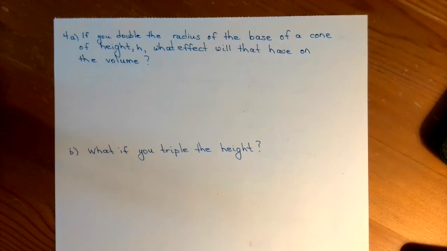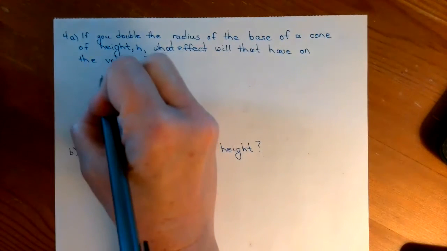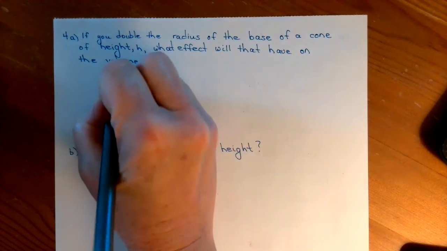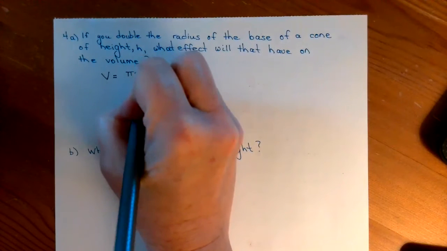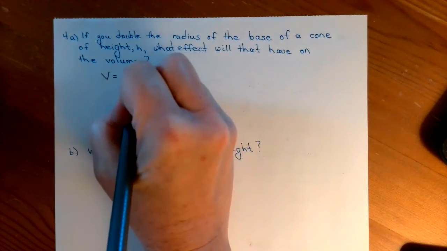All right, 9. So let's take a look at question number 4. Question number 4 says if you double the radius of the base of a cone of height h, what effect will that have on the volume? So first, why don't we just write down the formula? So we know that the formula of a cone is equal to the area of the base, which is pi r squared, times h all over 3.